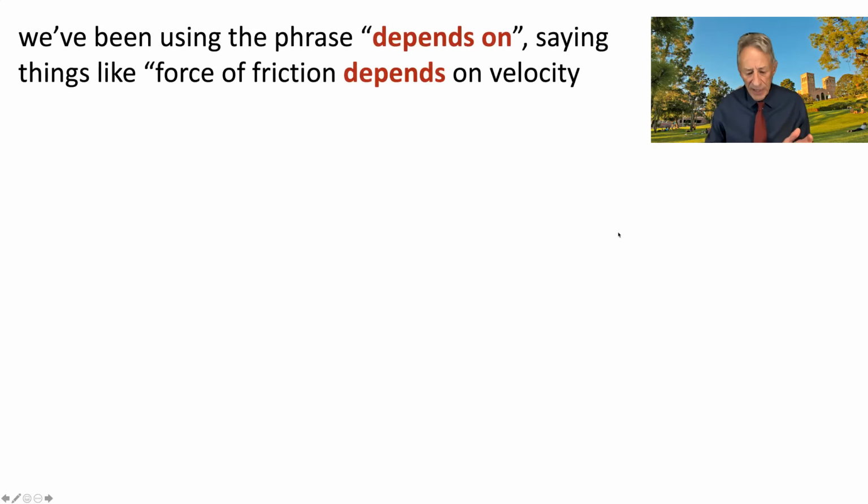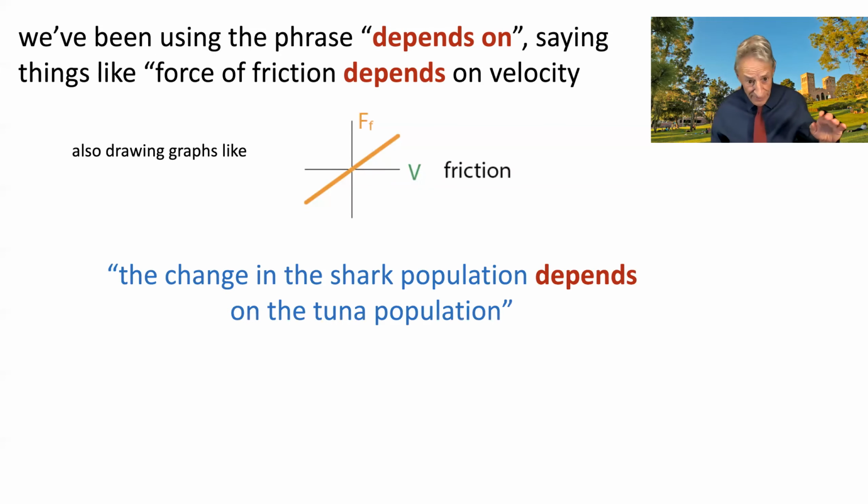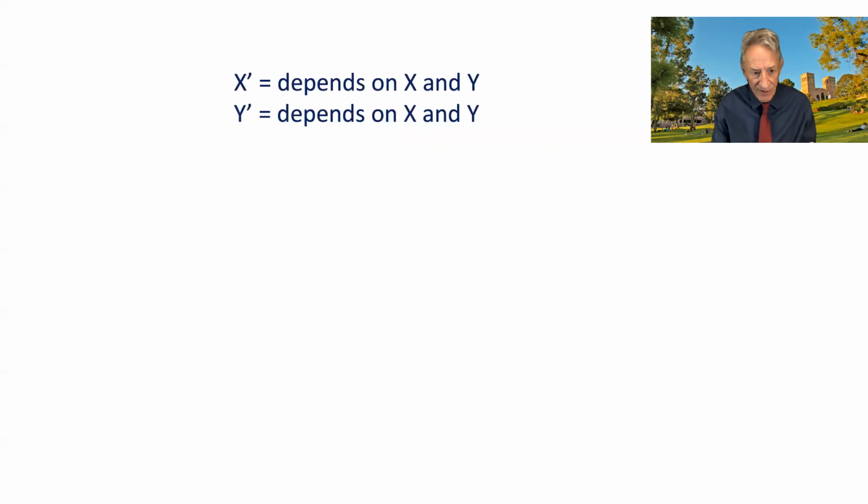We've been using phrases like "depends on": the force of friction depends on velocity, or we draw a graph that shows the dependence of the force of friction on velocity. We also said things like the change in the shark population depends on the tuna population. And indeed, in the very concept of what a model was, we said a model is a statement like this where x prime, the change in x, depends on x and y, and y prime, the change in y, depends on x and y.